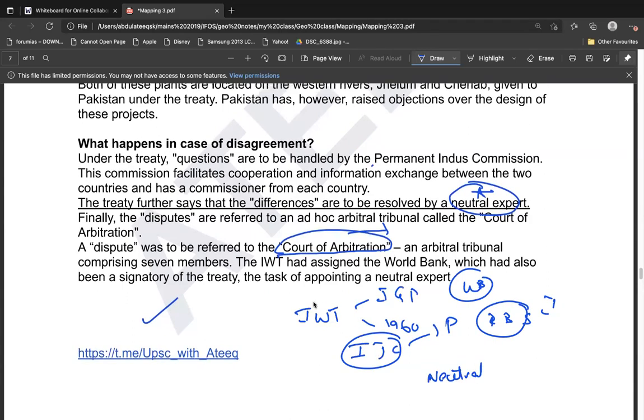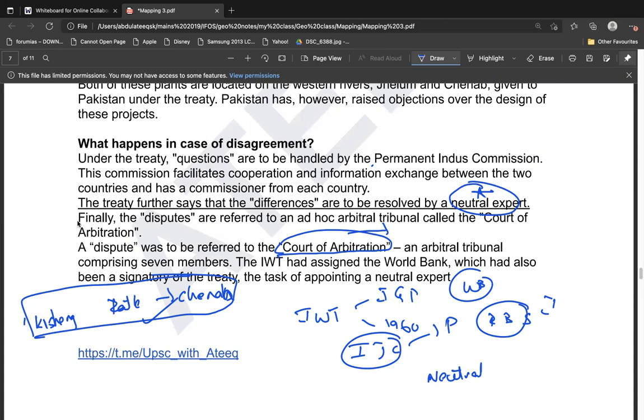Now why is there a concern with Pakistan? Because India is constructing projects on the Kishan Ganga river, and also the Ratle project on the Chenab river. Because of this, Pakistan felt nervous about what we are doing. So they went to the World Bank and asked for this neutral body.